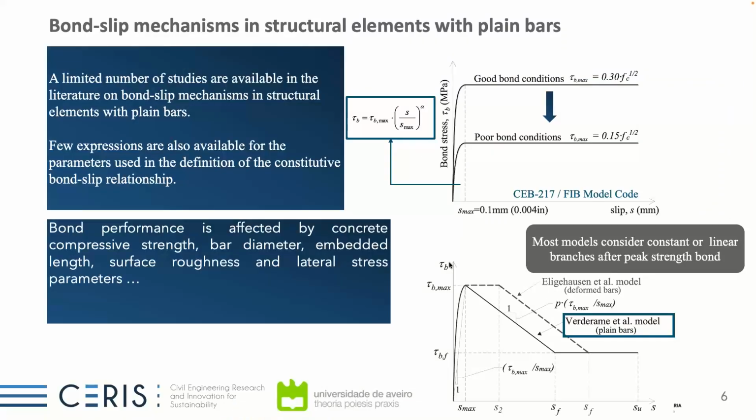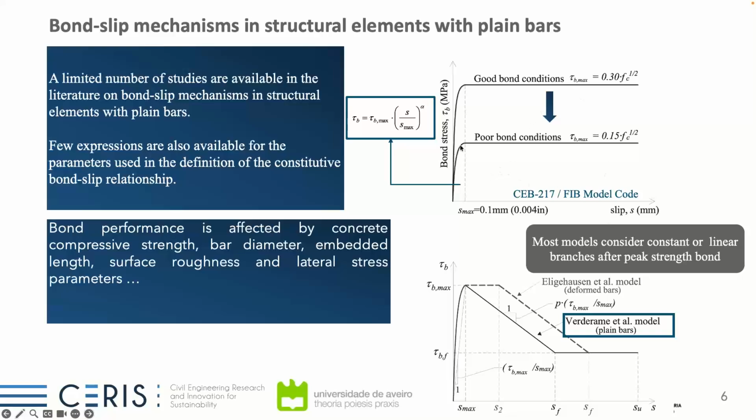There are a few studies to characterize the bond slip mechanism in structural elements. In fact, a reduced number for plain bars; for ribbed bars or deformed bars, there are more. And a few expressions that allow us to find this constitutive bond slip relationship for the plain bars. We can see here some expressions from the fib model, where we can see some information related to the bond stress for good bonding conditions, for poor bonding conditions.